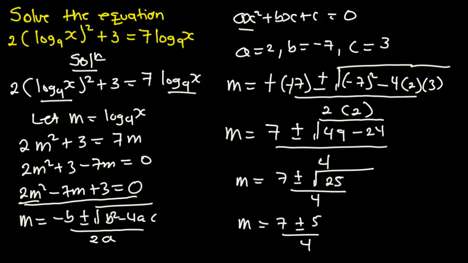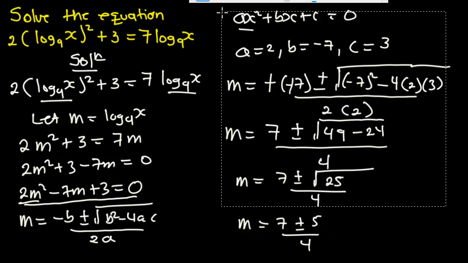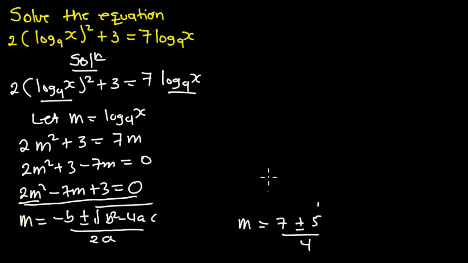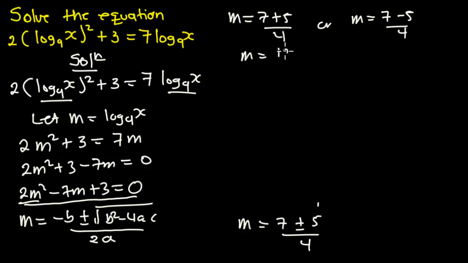Now from here, let's clean this side. And so from here, you can have m equal to 7 plus 5 all over 4, or m equal to 7 minus 5 all over 4. Now m will be equal to 7 plus 5 is 12 over 4, and so m will be equal to 3. And then m will be equal to 7 minus 5 gives 2 over 4, and so m will be equal to half.